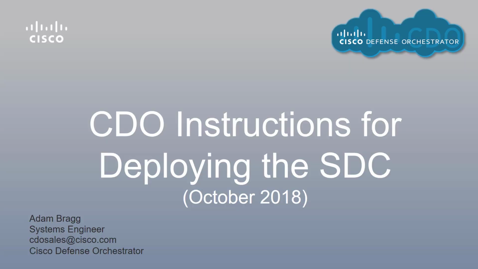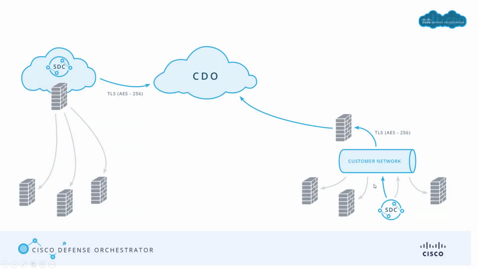With CDO, the very first thing you need to do is configure the secure device connector so you can communicate with your devices. So just a quick primer overview of what the secure device connector is. The secure device connector is a small virtual appliance that sits between CDO Cloud and the devices that you're managing. It acts as a proxy or a broker.